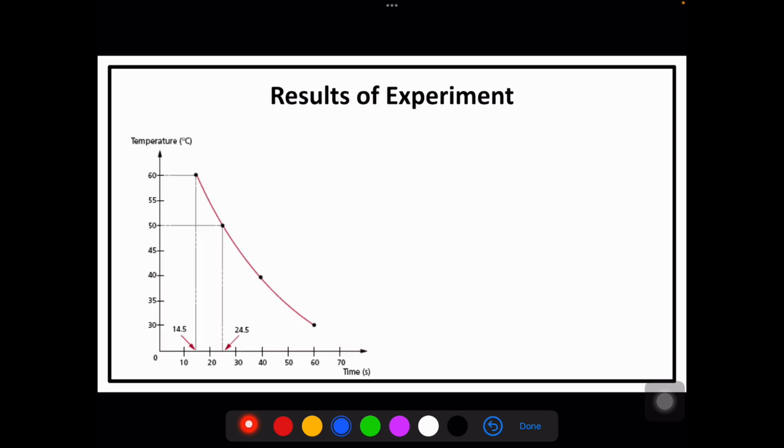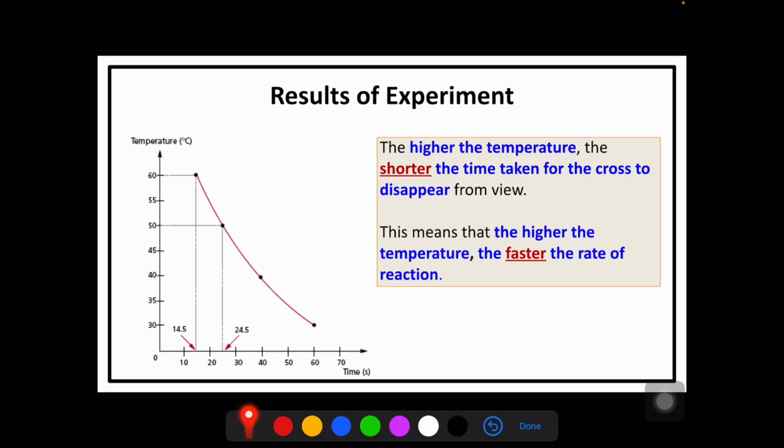So one way to process the results is to plot a graph. The graph that we have over here shows how the time changes depending on the temperature that was used. You can see that as the temperature goes from the lower temperature, 30, to a higher temperature, let's say 60, there's a change in the time taken for the cross to disappear. Basically, the time taken gets shorter. The higher the temperature, the shorter the time taken for the cross to disappear.